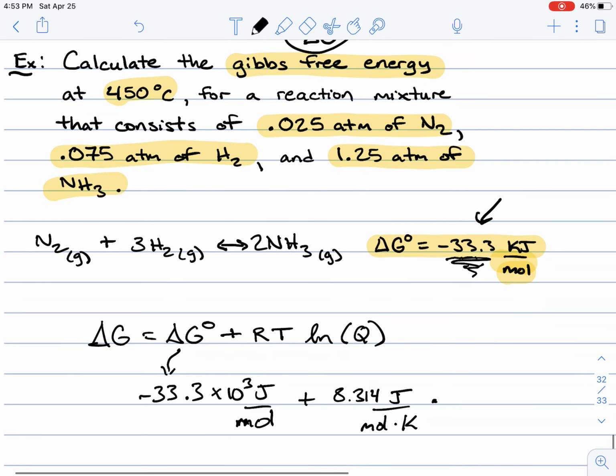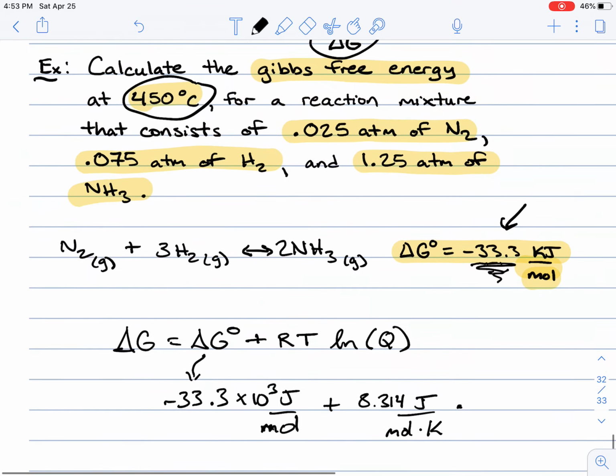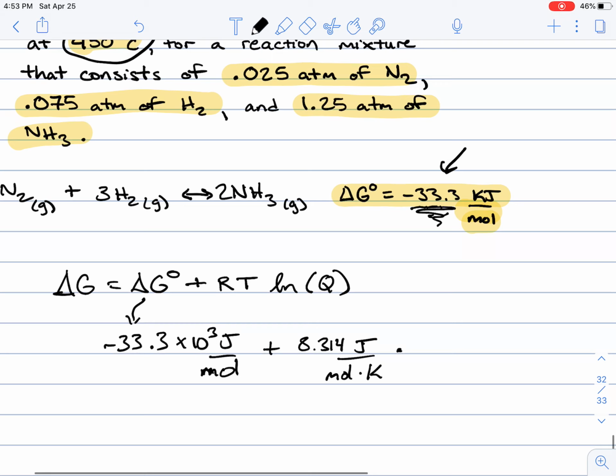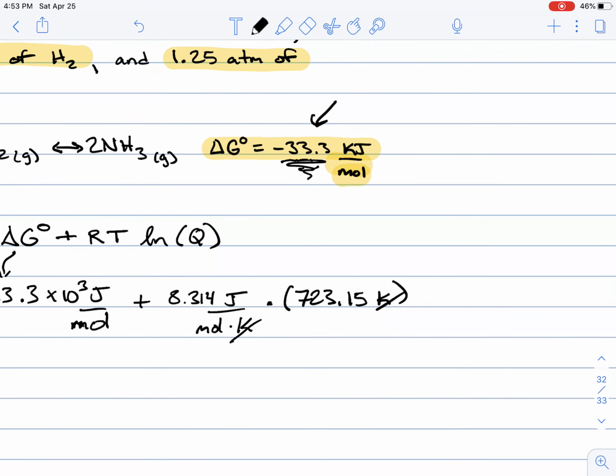And here in this case, I have 450 degrees Celsius. And so for me to get Kelvin, I just need to add 450 to 273.15. And that's going to give me 723.15. So we know that the Kelvins will cancel. So the last thing that we need to do is figure out this value for Q.